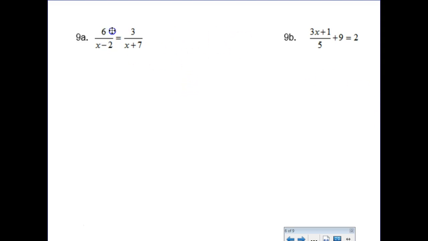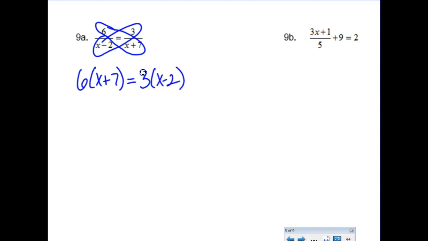All right, let's cross multiply this proportion. So remember, you are cross multiplying, which means you're going to distribute all the way through. So 6 times x plus 7 has to equal 3 times x minus 2. So let's take care of some distribution. You can do that in one step. We just find that sometimes kids on a test, they're real stressed out. Doing that in one step is not always a great idea. So that'd be a 3x minus 6.